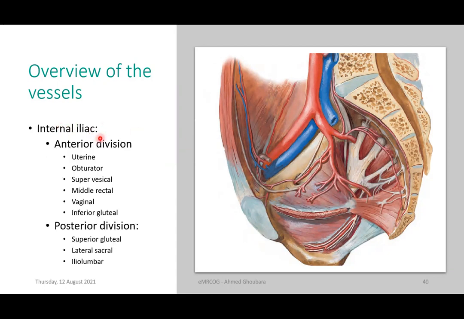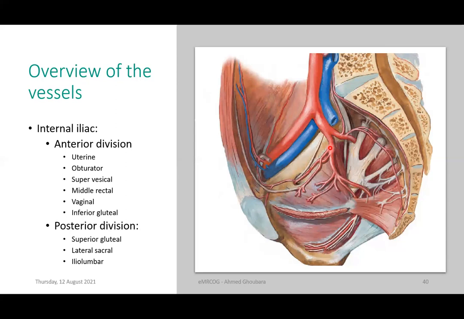Internal iliac artery, two divisions: anterior division, this one, and posterior division. The internal iliac itself is very short, about 3 to 4 centimeters, this little part here. But soon after that, it divides into two divisions, the anterior division and posterior division.